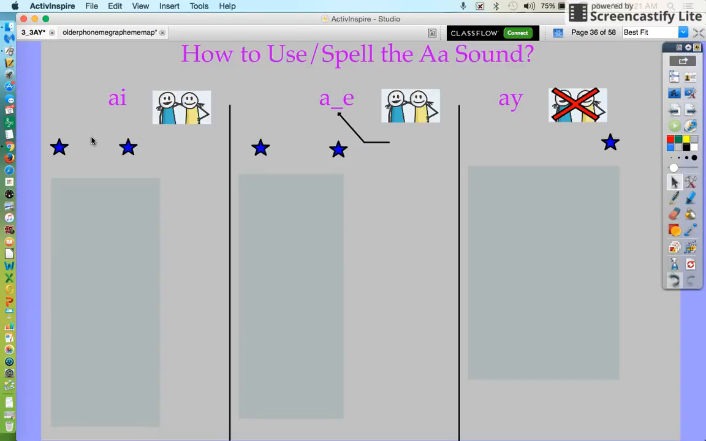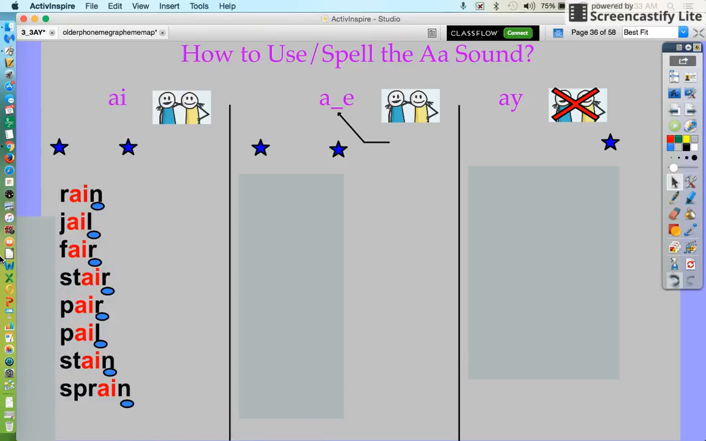So now let's try reading some words. Rain. Oh, look, there's that letter friend referenced by the little blue oval. And when I talk about letter friends, if you notice, all the blue things are over on the right side. Because when we're talking about letter friends, we're not talking about what comes before an A and an I. We only want to know what's coming after. So we have jail, fair, stare, pair, pale, stain, sprain. These are all A sounds that are in the middle.